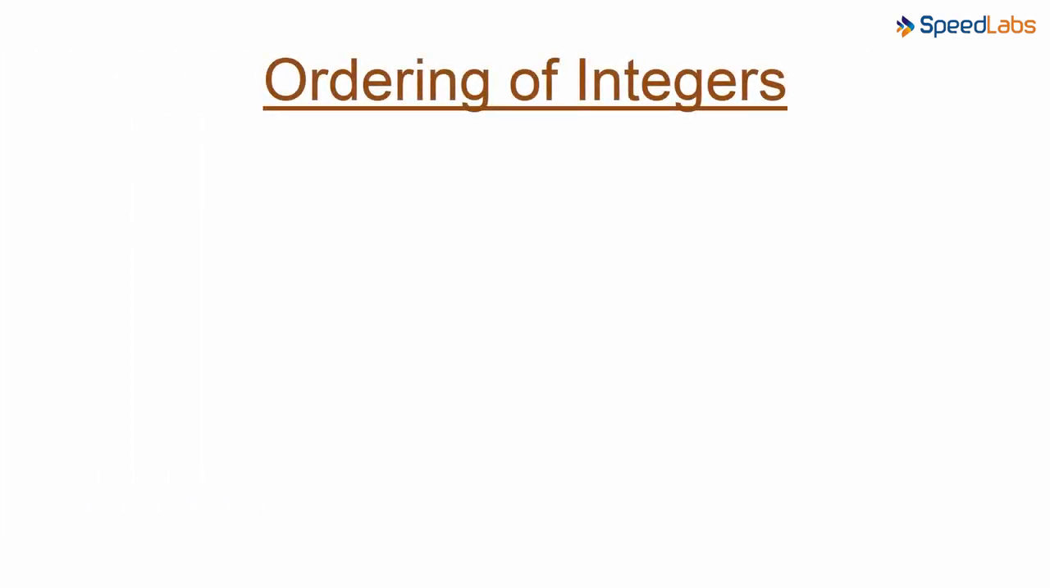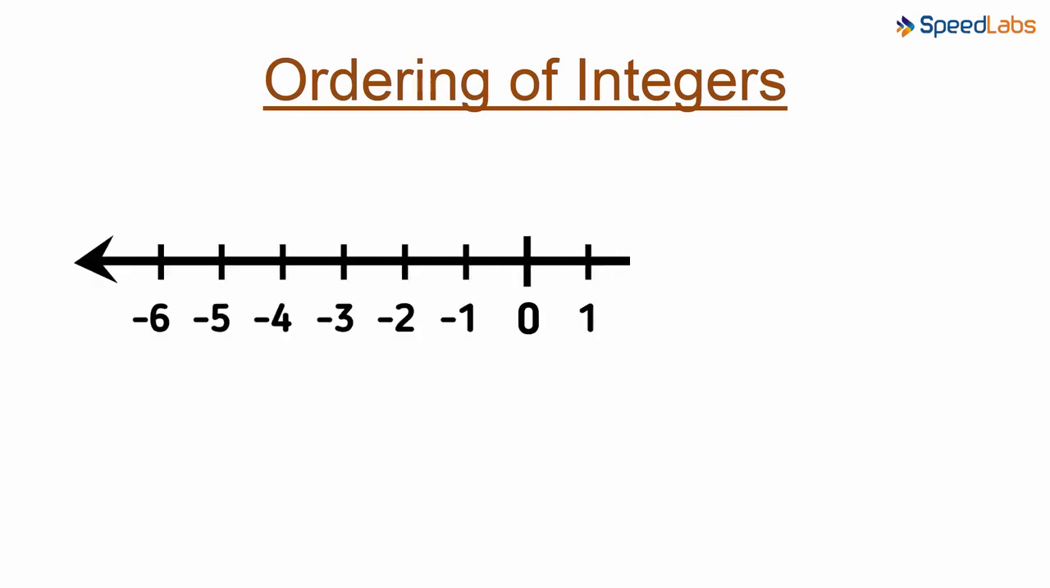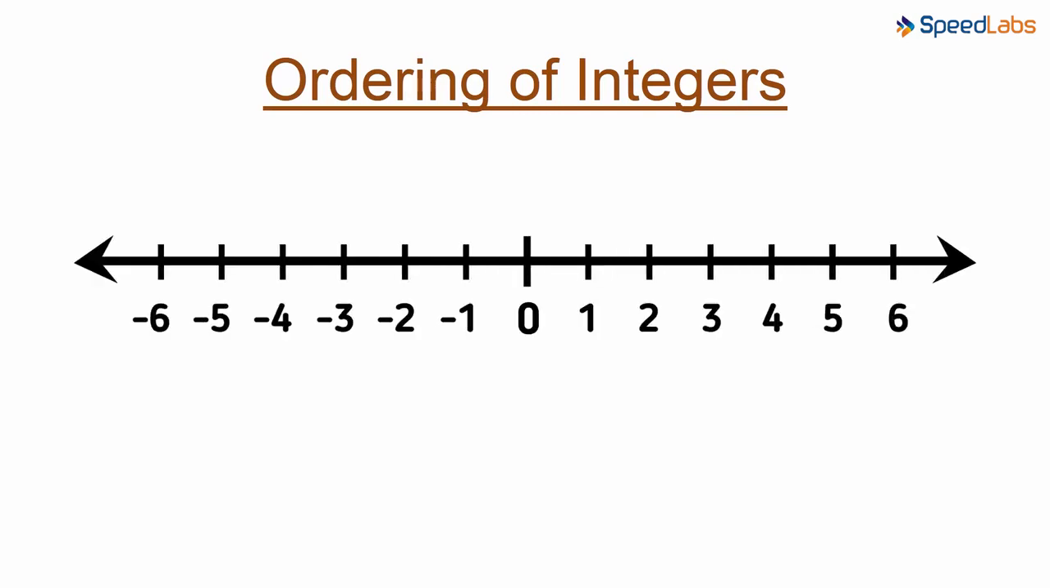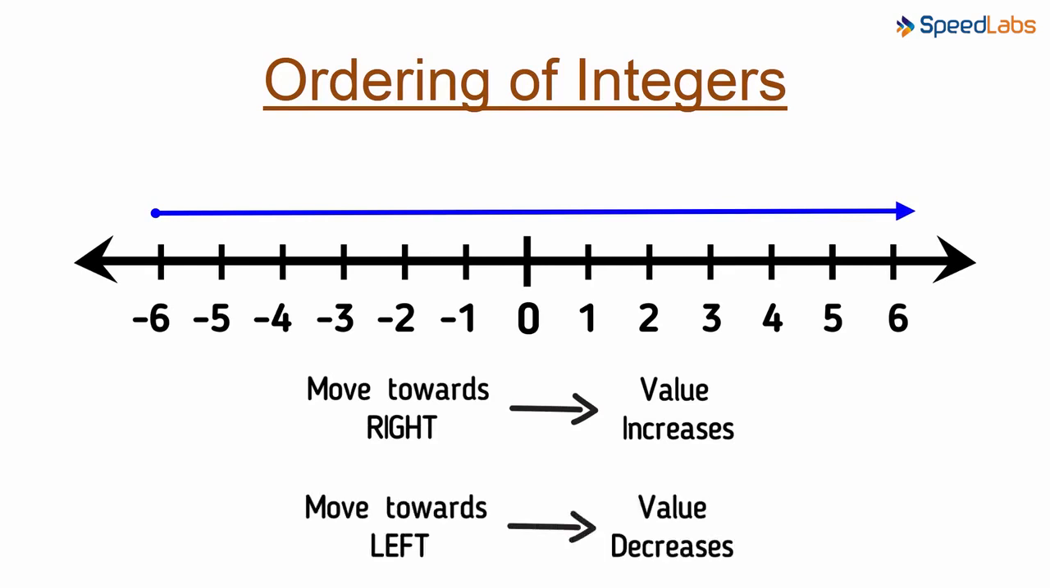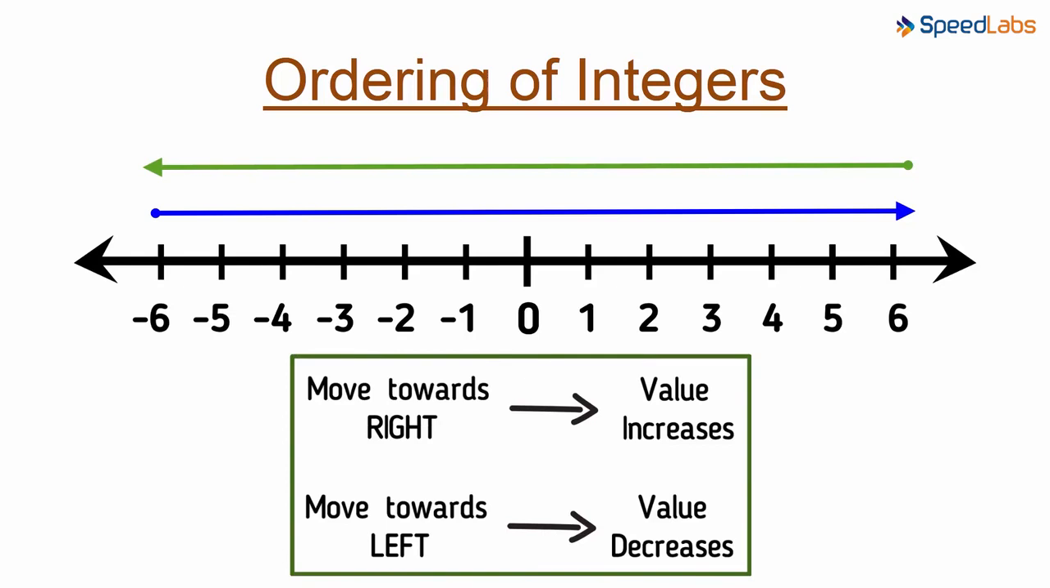We have also discussed about the order of integers in our previous lessons. Integers increase in value as we move towards the right on the number line, and they decrease in value as we move towards the left. This will help us solve problems based on subtraction of integers using the number line. Let's discuss it in detail.